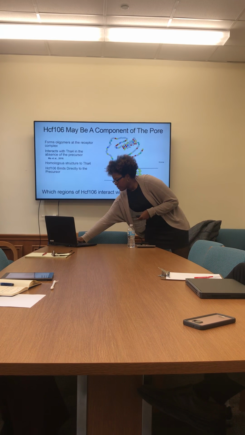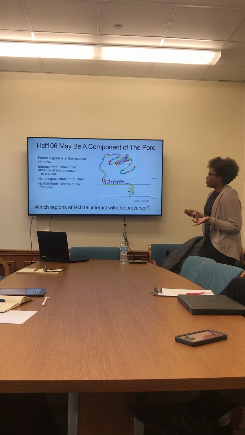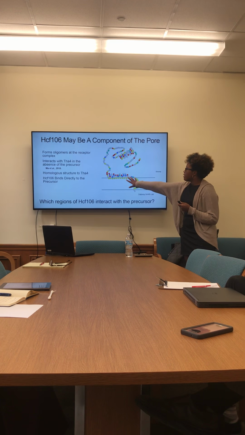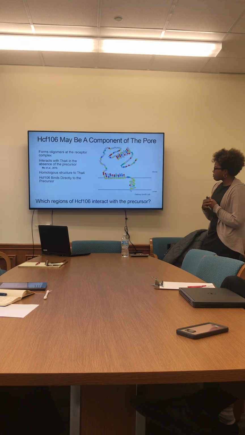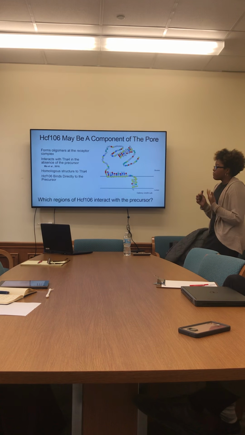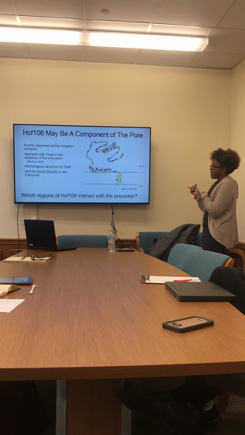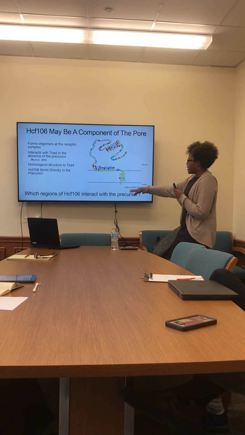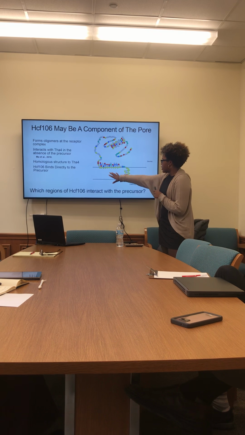If we look at HCF106, it has a very similar structure to Phi4. They're homologous structures, as a matter of fact. It has the short TMD, a hinge region, an APH region, and a larger C-tail, but they basically have the same structure. We also know that HCF106 forms oligomers. It interacts with Phi4 in the absence of the precursor. Like I said, it's homologous to Phi4, and it also binds to the precursor. So what I was looking at is which regions of HCF106 interact with the precursor. Is most of the interaction the C-tail, the APH, or the N-terminus?